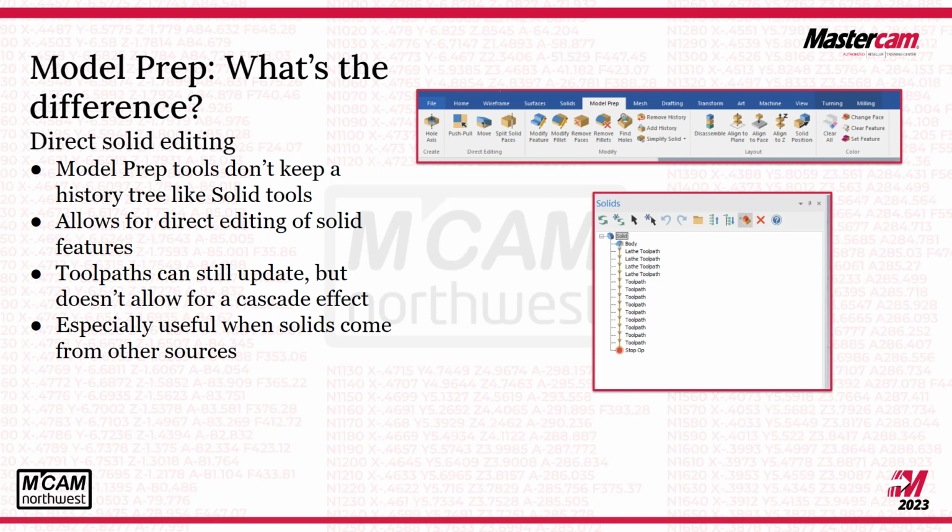There is a reason we have this, though. When you get models in from other systems, you won't have solid history to play around with and modify. You'll have to use model prep tools for a lot of the changes that you want to make in a model. And like I said, we're going to go over adding history as well, but you can't necessarily add history for everything in a solid model that was given to you from a different system.